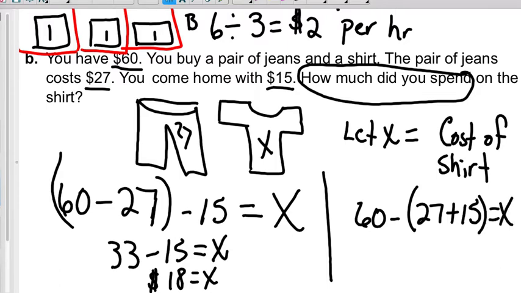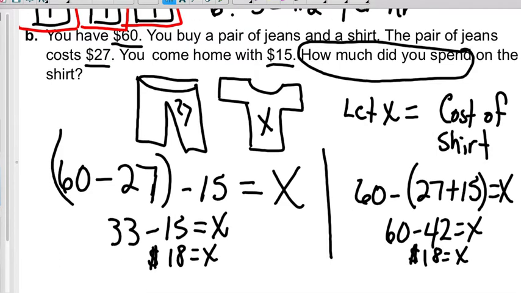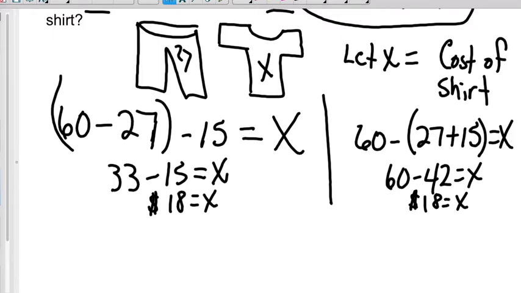Okay, so 27 plus 15 equals, tell me what it equals. 52. 7 and 5 is 12. How about 42? Yeah. Sorry. And when you do 60 minus 14, do you get 18? See, it was. Do both of those work? Yep. They sure do.